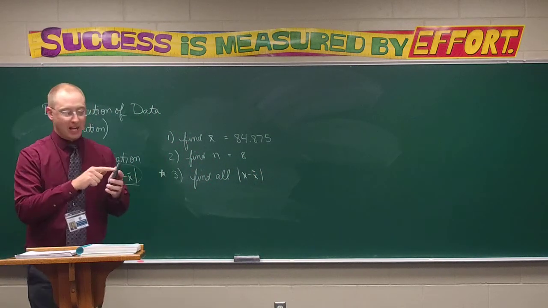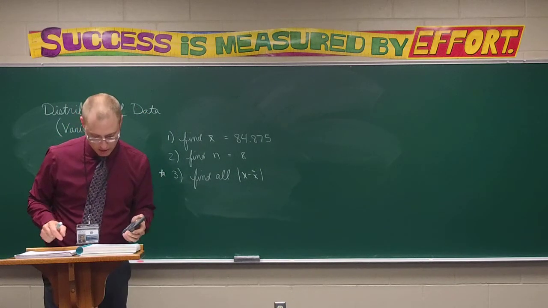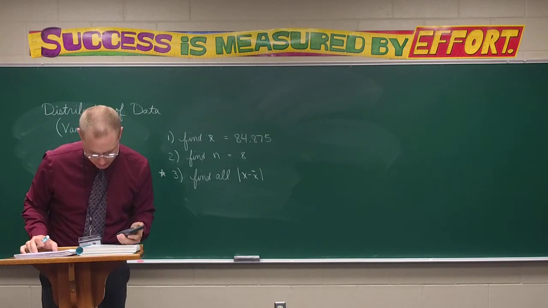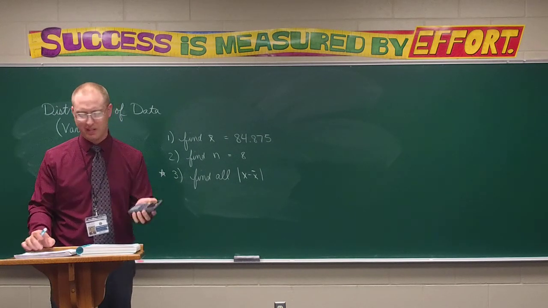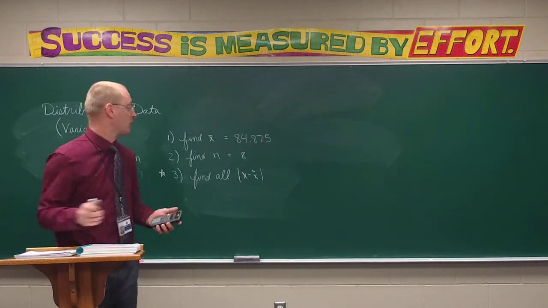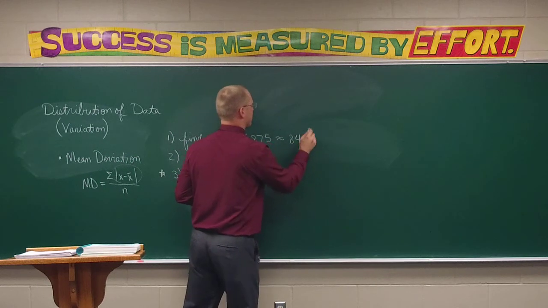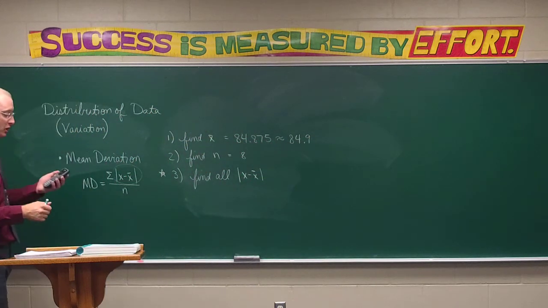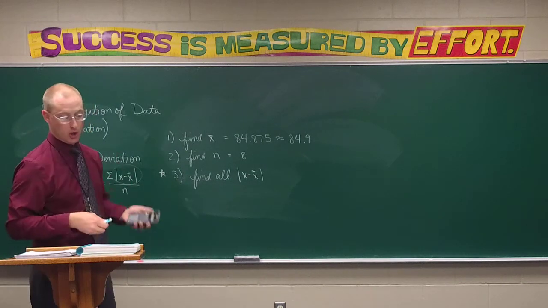So now that we know that 84.875, they've got a different mean on theirs. They've got 84.9. Do you have 84.9 or 80? Oh, they rounded to the nearest tenth. Okay, let's make our lives easier. Let's do what they do. Let's round to 84.9. That'll make our life easier. Go and turn the calculator off. Turn it back on to clear your data set.